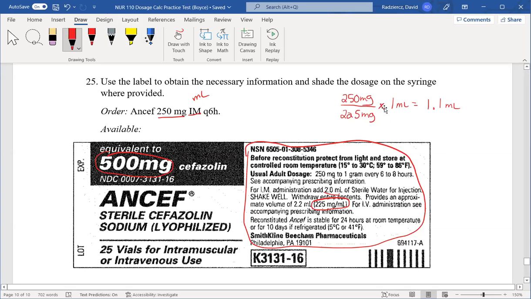Yeah, but you need to be in the habit of multiplying by the quantity, because that quantity can change depending on the different concentrations that you may encounter. So if this said 225 milligrams per 5 ml, you would need to make sure you multiply by 5. But when you're plugging into your calculator, yeah, for this particular problem, 250 divided by 225 is all you're doing. Okay.